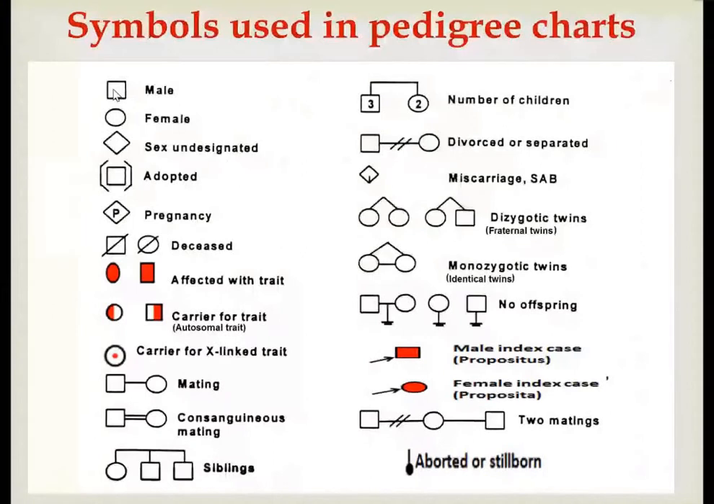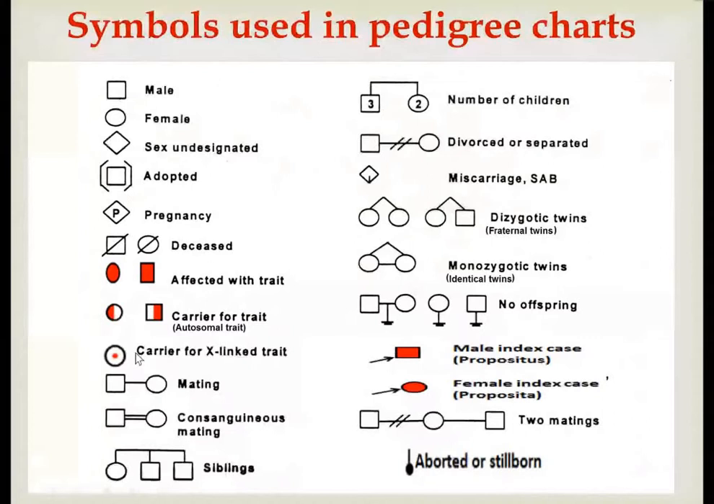Now this is the symbol for mating. It's the marriage between relatives. आफ्नै नजिककोमा marriage भयो भने we'll just mark like this. This is the sibling line, which means the family has one female and two males. So you can write the number of children. Divorce and miscarriage are indicated by this.